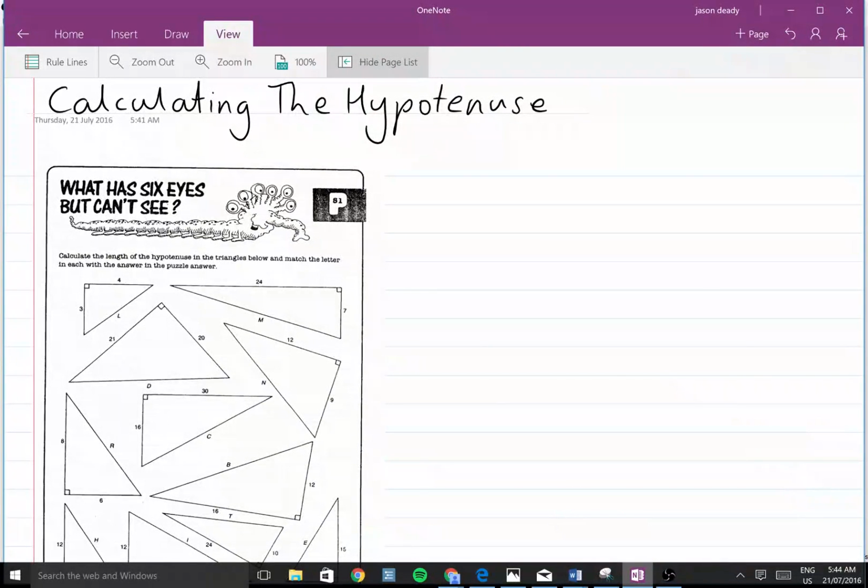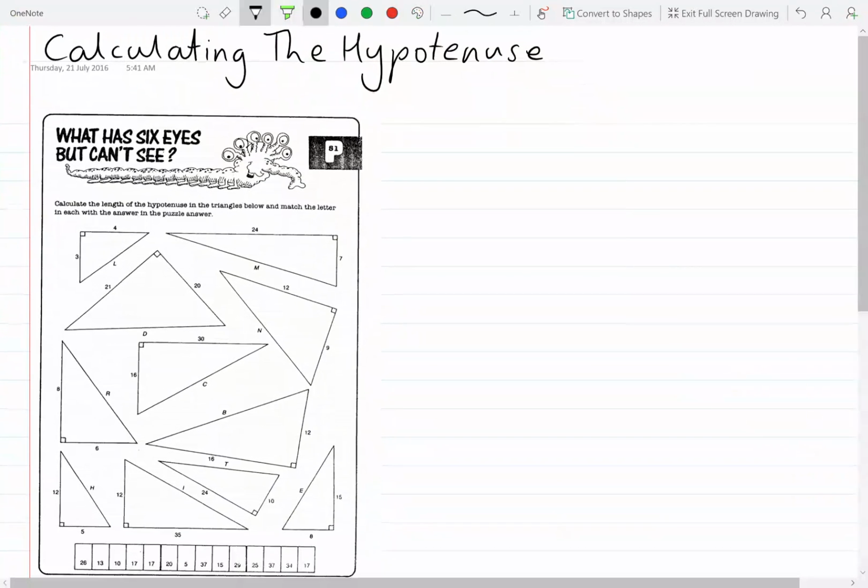Hi guys and girls, today we're calculating the hypotenuse.